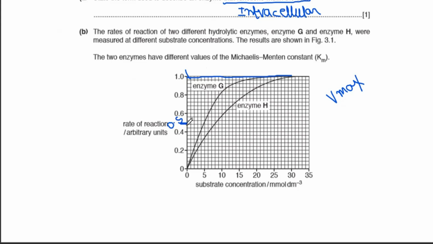Since 0.5 is on the y-axis, I look at the x-axis and then I'll go down here. So if my value is 5, then 5 is going to be my Km value. Then for the other reaction, if I see my Km value, somewhere around this line, I'm not sure of the exact value, but something like this is going to be our Km value for the other reaction, for the other enzyme. So this is enzyme G's Km value, and this is enzyme H's Km value.